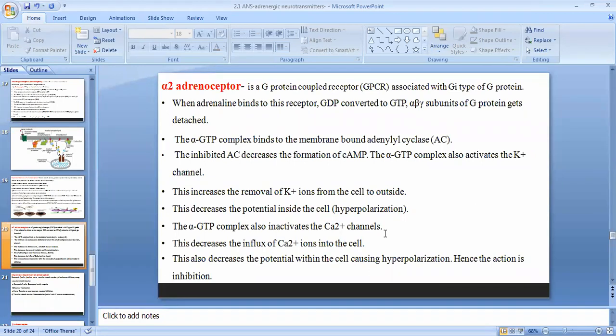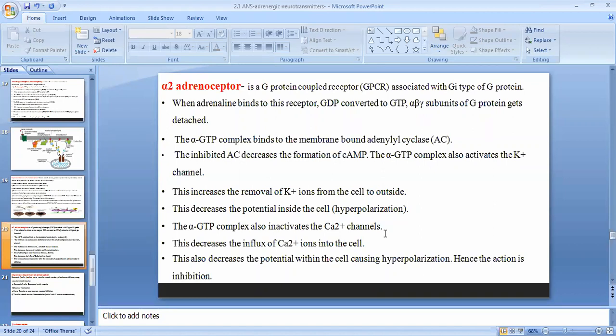Now, alpha 2 receptors. This is also a G protein coupled receptor. Adrenaline binds to it, and when it binds to this receptor, it will convert GDP to GTP. The GTP complex binds to the membrane bound adenyl cyclase and inhibits it, which decreases the formation of cyclic AMP.